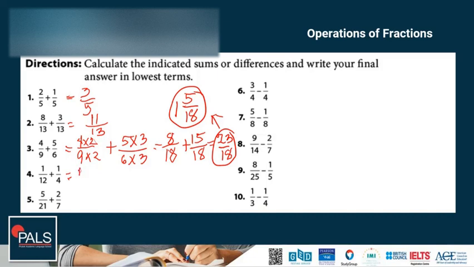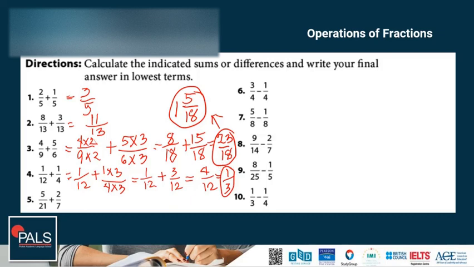So we have 1 over 12 plus 1 times 3 because 4 times 3 is 12. So we have 1 over 12 plus 3 over 12. The denominators are the same already, so we can just add the numerator. So 4 over 12, then we can simplify it into 1 over 3. Okay, so 1 over 3, or 1/3, is the answer.